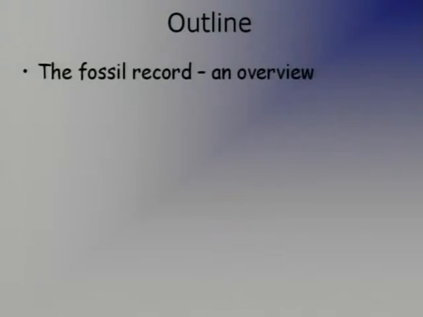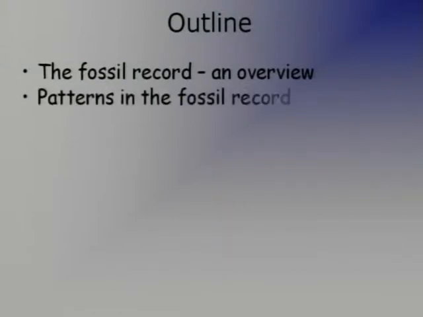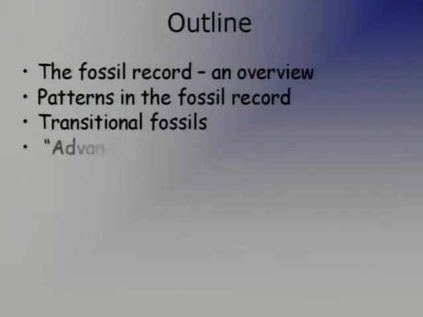And here's an outline of what I'm going to say. We're going to have a quick overview of the fossil record, what's actually there, some broad brush, if you like, of the features of the fossil record, and some of the patterns in the fossil record. Of course, we can't talk about fossils without discussing transitional fossils. What are transitional fossils? Do they exist? What do they mean? But I also want to point out some rather surprising things in the fossil record to do with advanced features which we observe in some fossils.